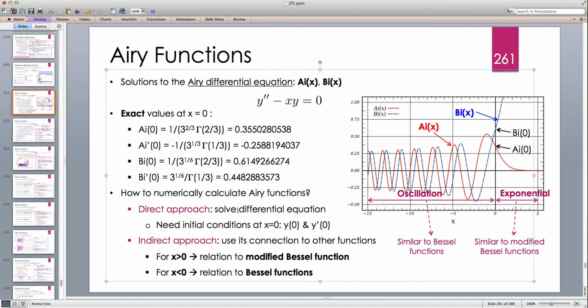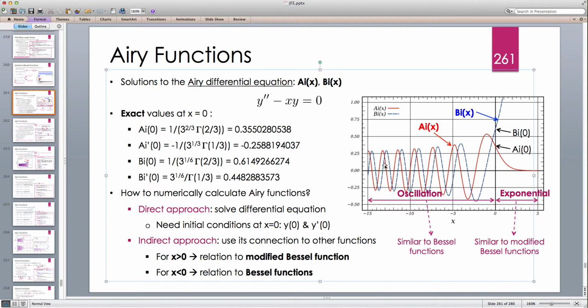In the previous tutorial, we saw how to directly solve the differential equation using the initial conditions for the Airy function of the first kind and the Airy function of the second kind. And we saw that it can provide us good results, but it's not a very efficient approach. So in this lecture, I'm going to use the indirect approach.